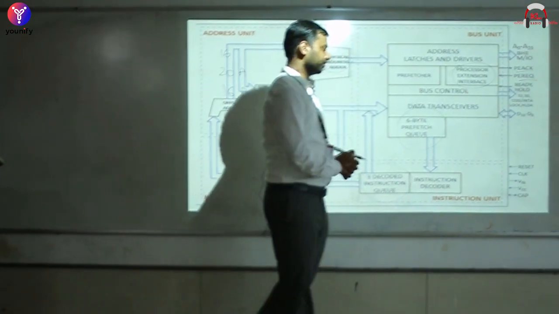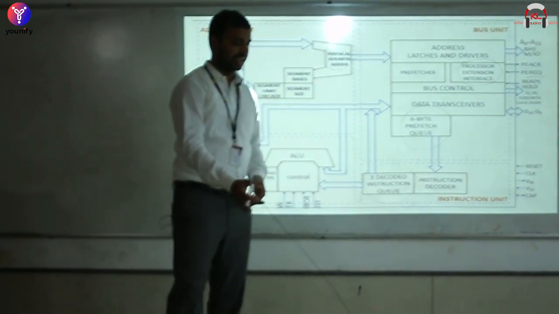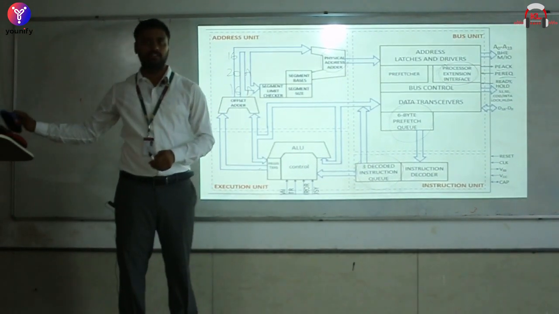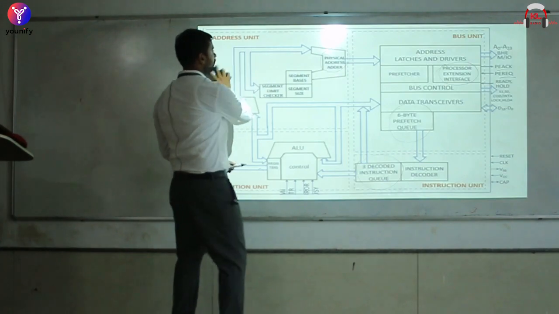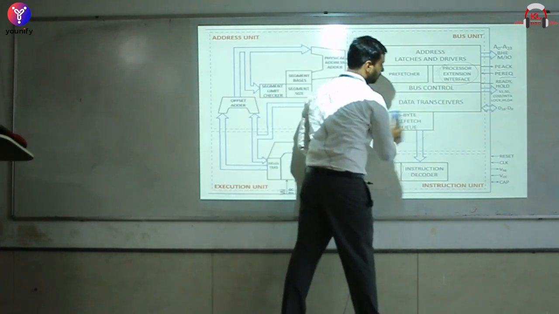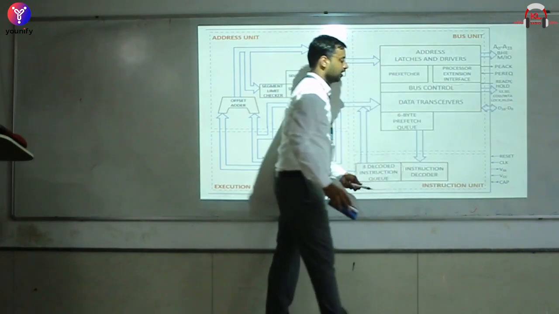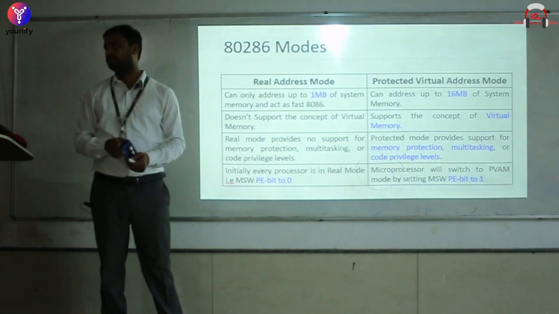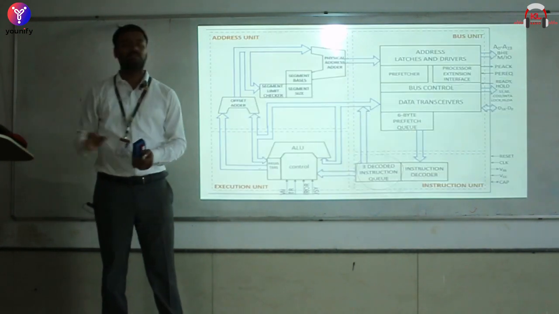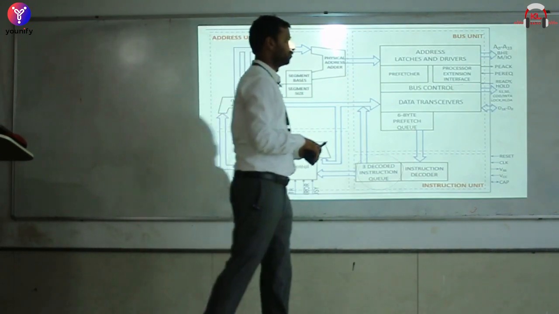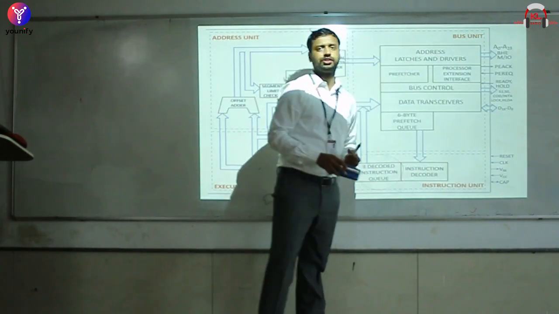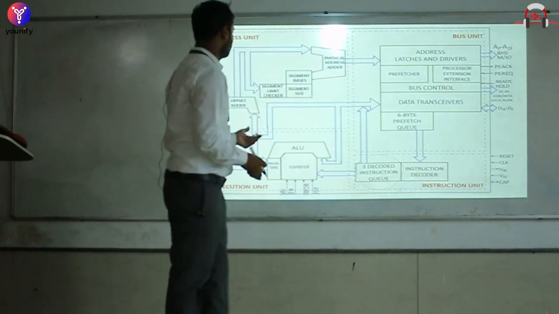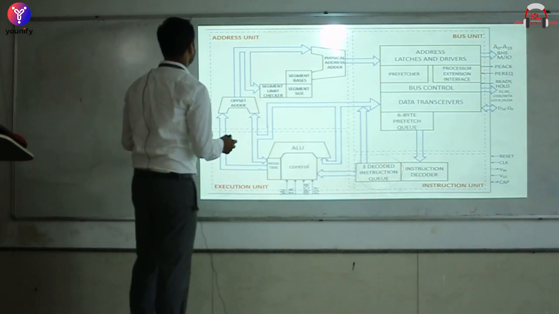Again, the best way to remember or understand the architectures is by comparison. So the BIU and EU parts remain the same, but a couple of features get added. And one important thing is the modes. We have 2 different modes. One is the real mode and the other is the protected virtual mode. Real mode is similar to your 8086. It works the same as our 8086. Protected virtual mode is the one that we are going to discuss.